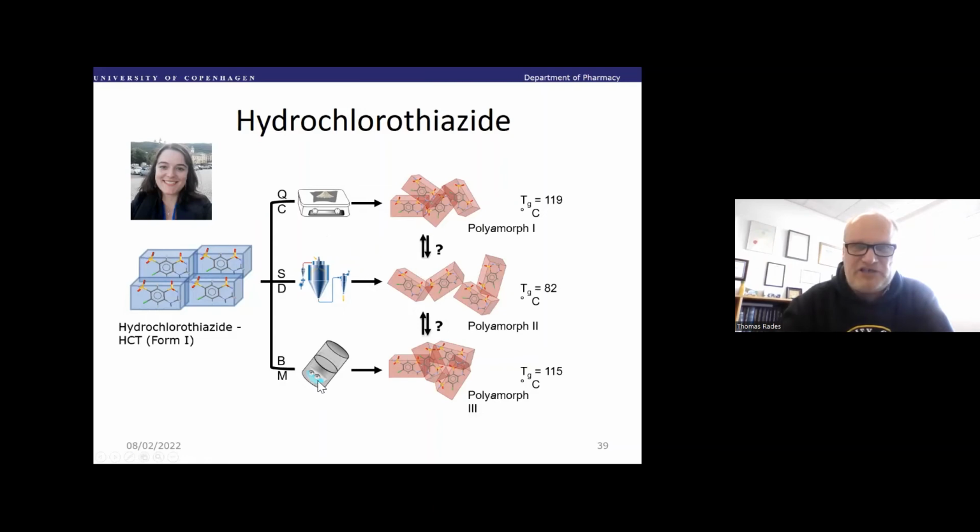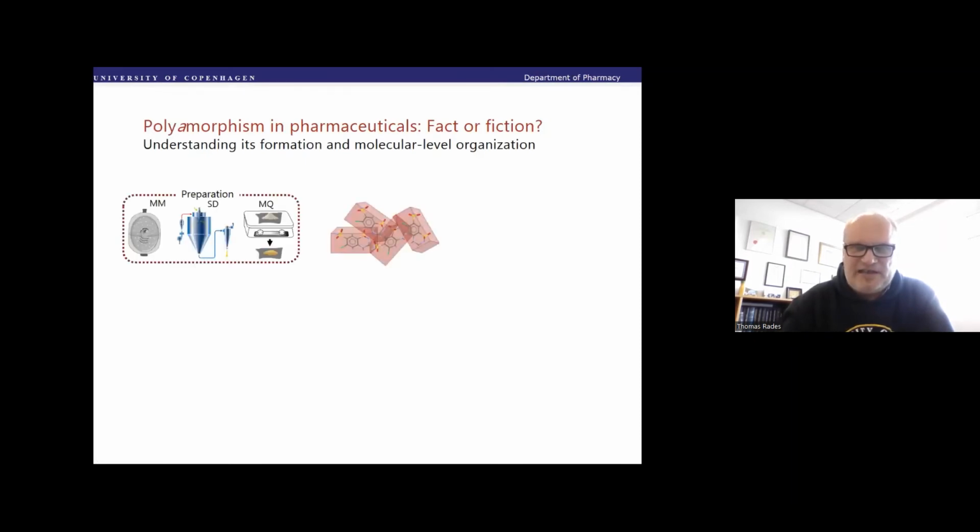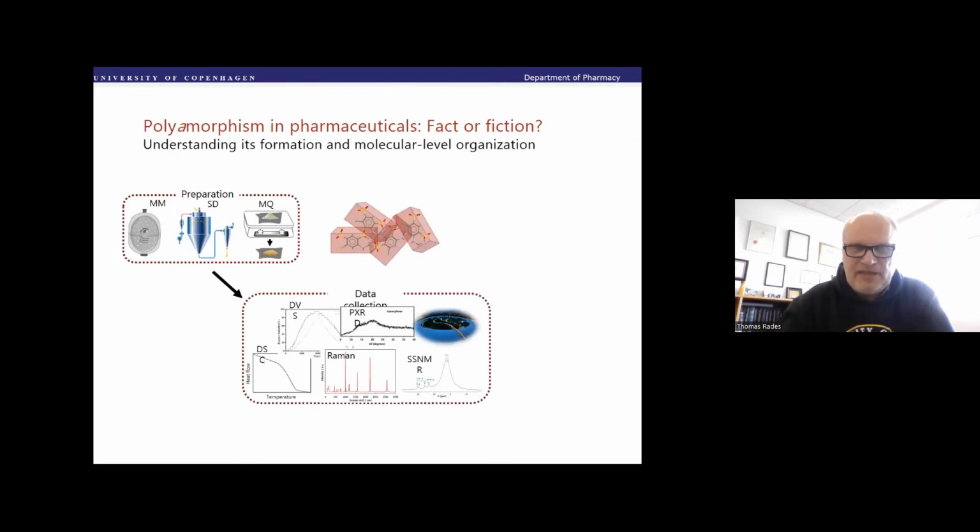So the preparation method in this case leads to amorphous material, same material, but different glass transition temperatures. And so we ask ourselves, is this polyamorphism? Is this really fact or fiction? And that's what Ines is working on.